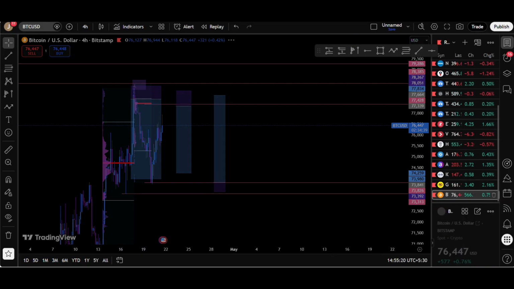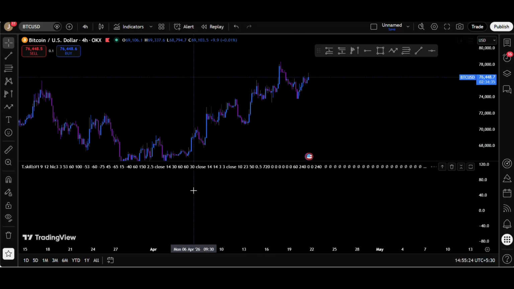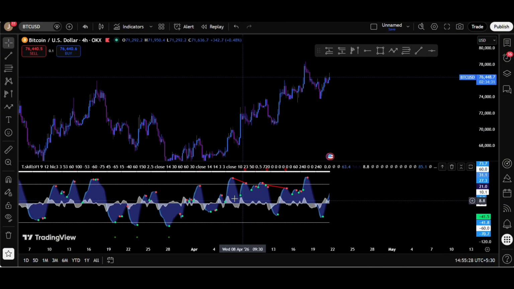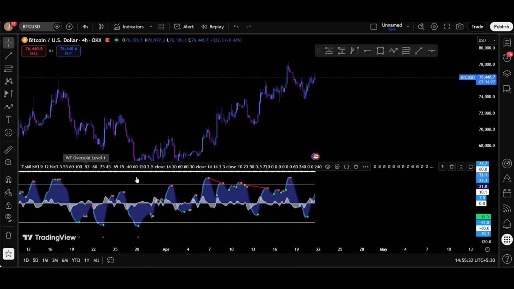Let's get to the other chart, and there you go. So this is the indicator, right? So this is related to Wu Manchu Cipher B divergences.